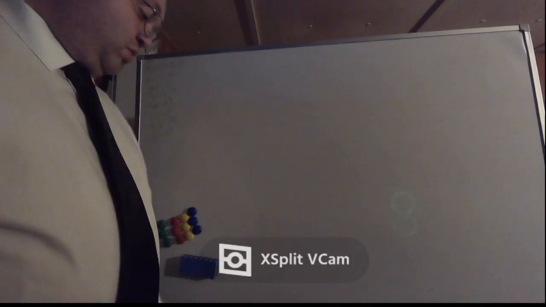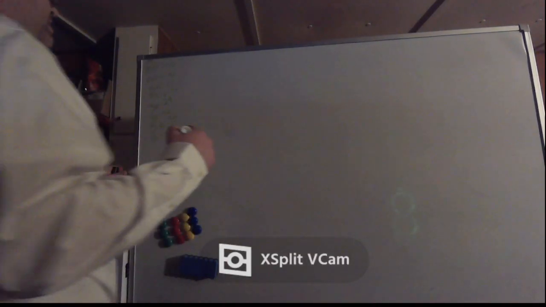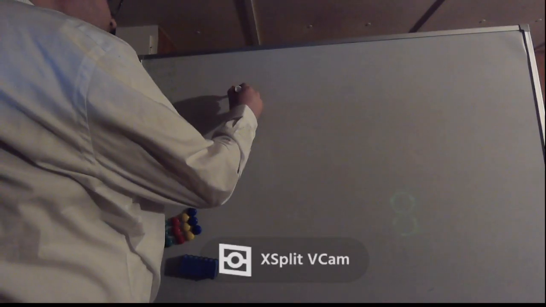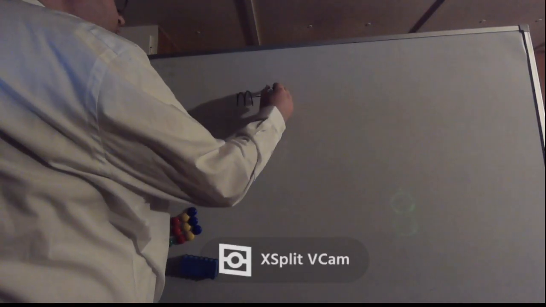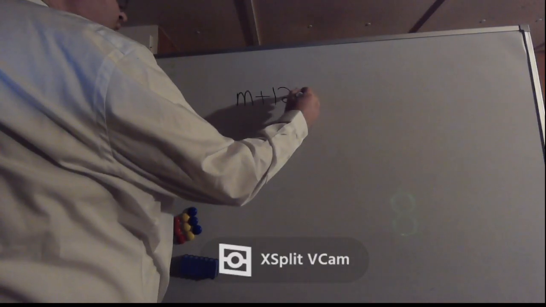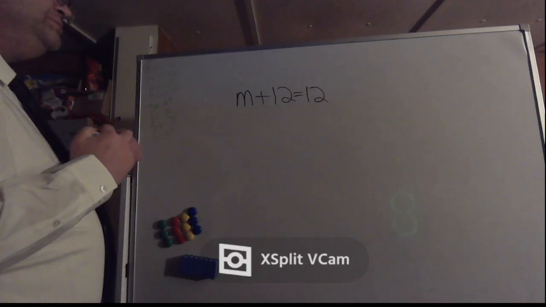Today we are going to introduce variables for the first time. Well, what are variables exactly? You could think of them as unknown numbers. Those are unknown numbers. So let's say I have m plus 12 equals 12. M is unknown. We do not know what m equals.